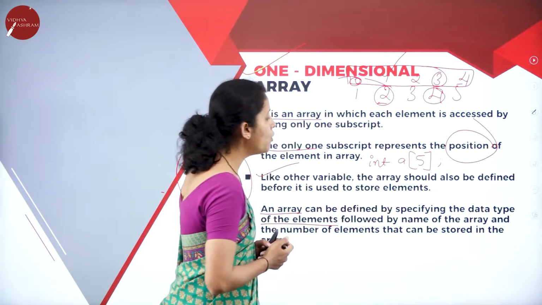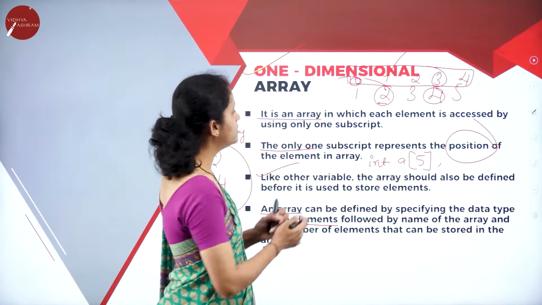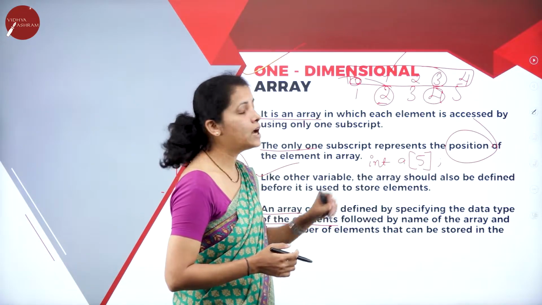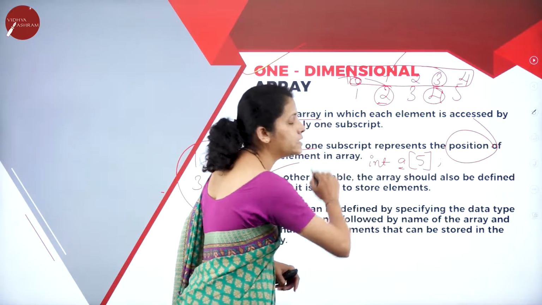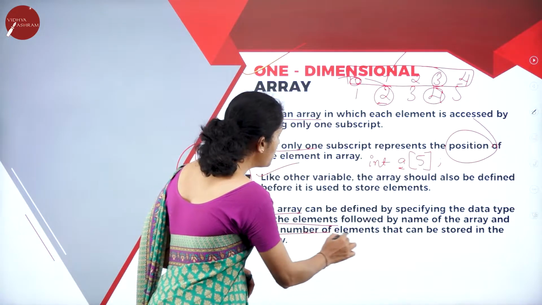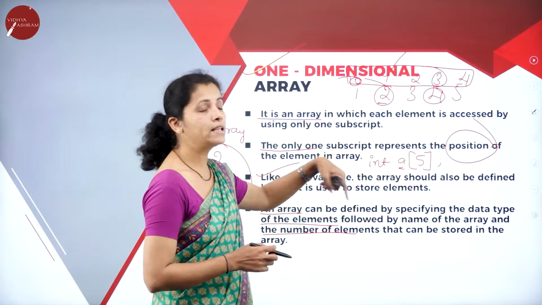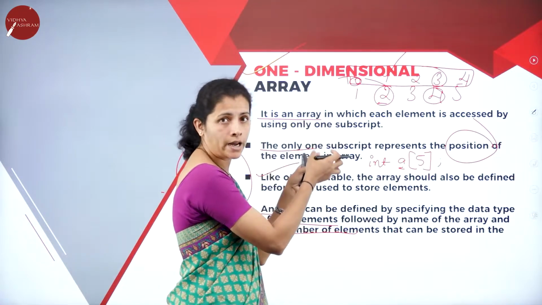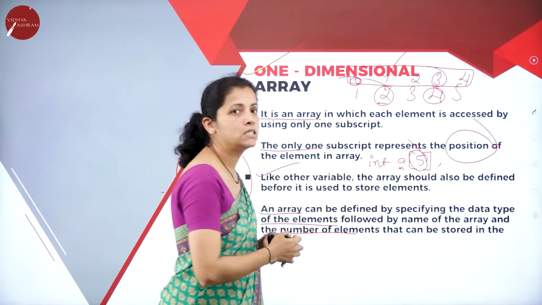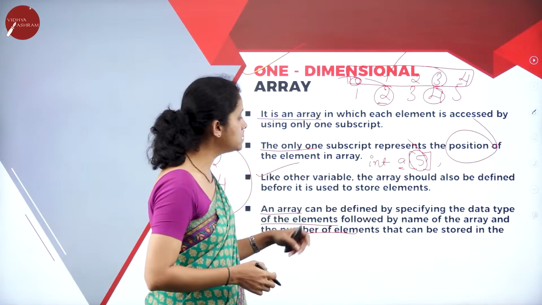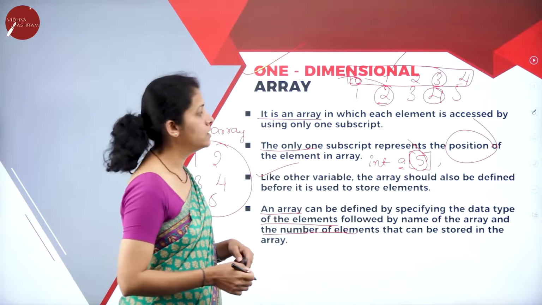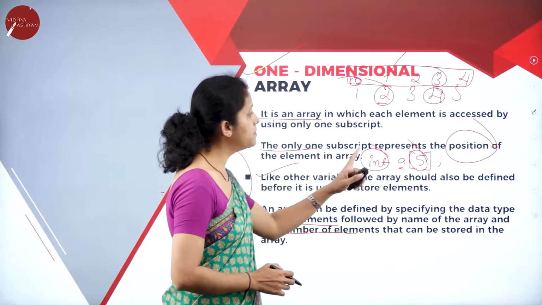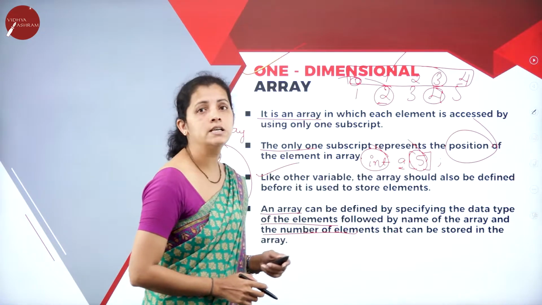The data type of the elements is followed by the name of the array. So first I need to write the data type, and along with that, I'm going to write the name of the array. So what's the name of the array here? It is A. And then the number of elements. Now I need to define the size, that means how many elements I'm going to store in this array. That is nothing but the size, or the number of elements that can be stored in the array. If I consider this one, the data type is integer, my array name is A, and what's the size here? It is 5.